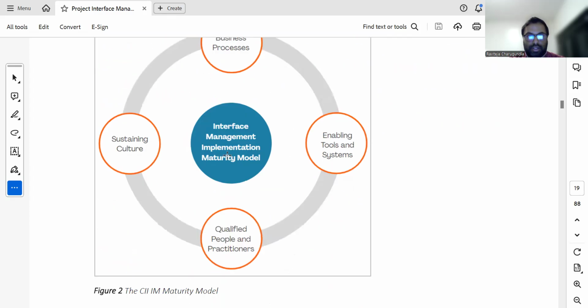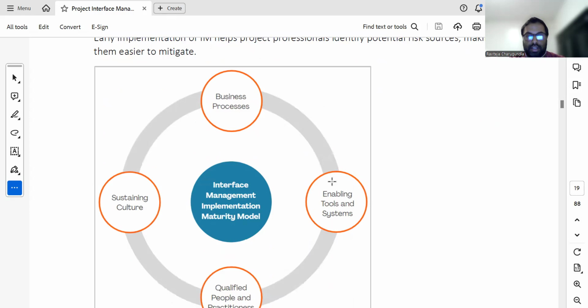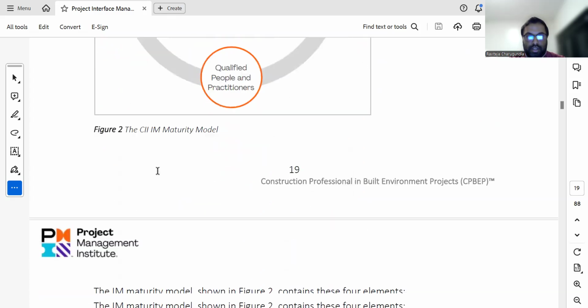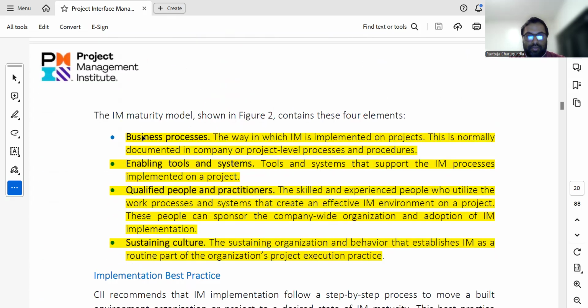These are the certain processes: the business processes, the enabling tools and systems, the qualified people and practitioners, and the sustaining culture. So this is the maturity model. The business process is how the IM is implemented on the projects, normally documented in the company's project-level processes and procedures. The enabling tools and systems support the IM process implemented on the projects, and then the qualified people and practitioners.